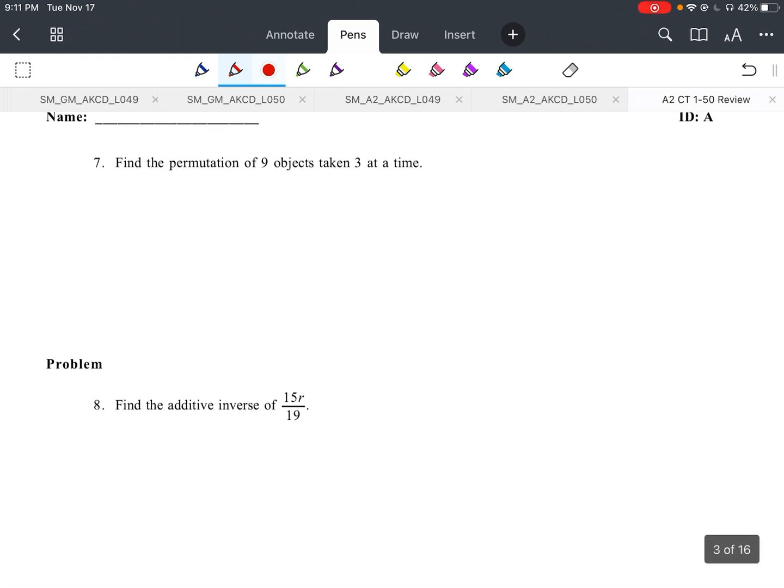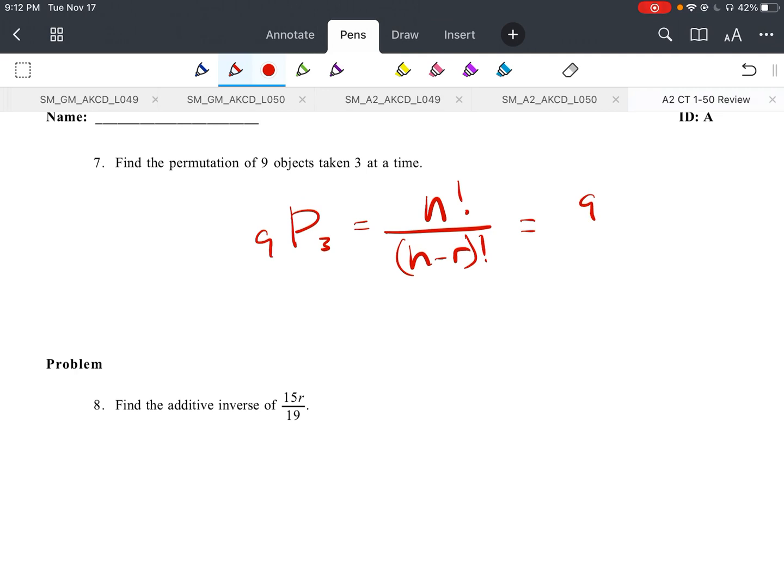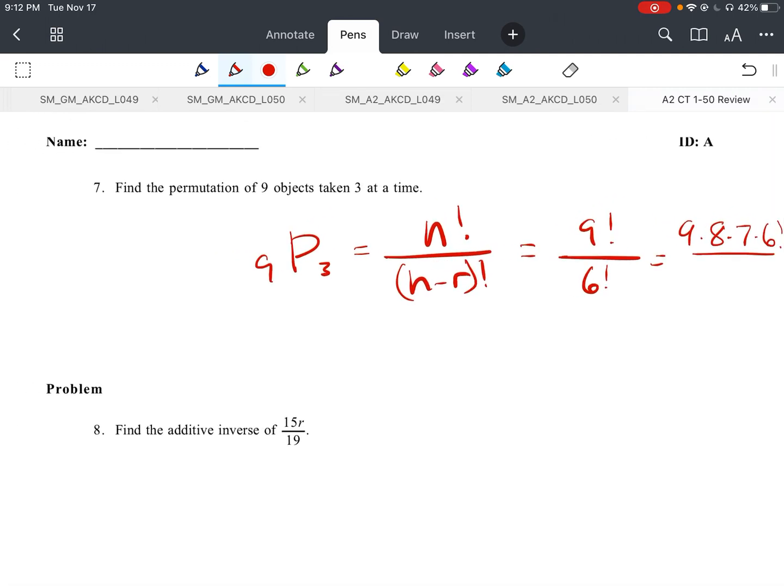Permutation of 9 taken 3 at a time. So this is 9. It's clearly a p because they said permutation. And so we'll do 9p3. That you can do in the calculator, or you can use the formula. The formula is n factorial over n minus r factorial. Okay, so this would be 9 factorial over 9 minus 3 is 6 factorial, which is 9 times 8 times 7 times 6 factorial, all over 6 factorial.